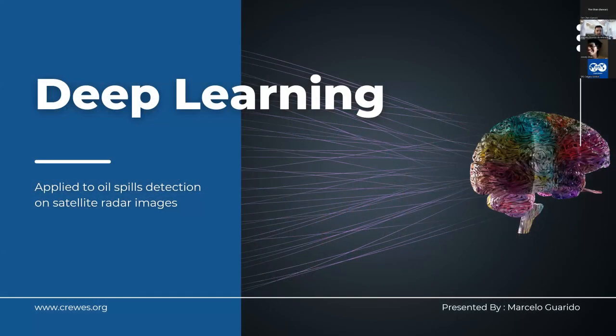So today, we're going to see an application of deep learning, and most specifically convolutional neural networks, applied to satellite images, actually radar satellite images, those are SAR images, to identify oil spills in the oceans.